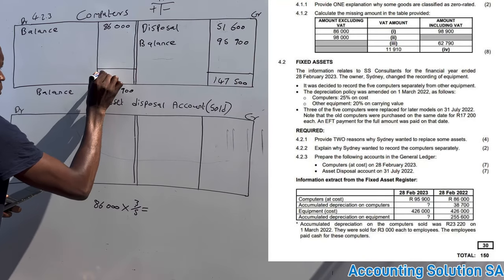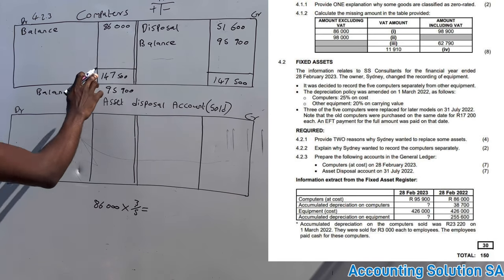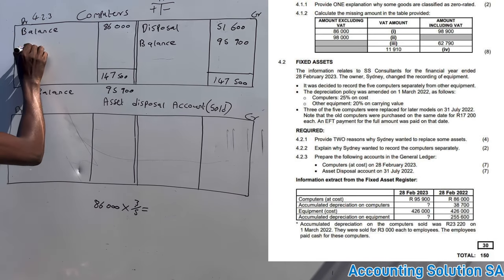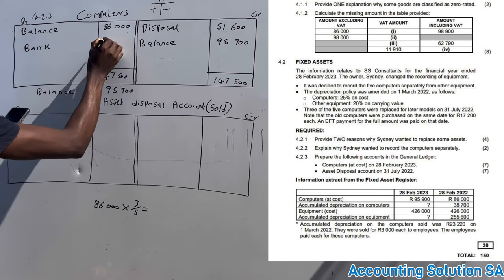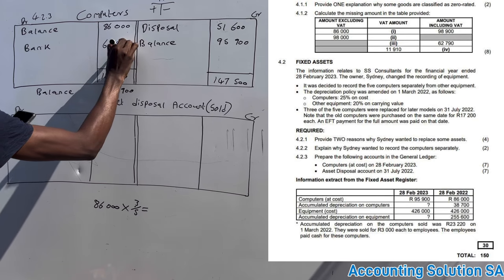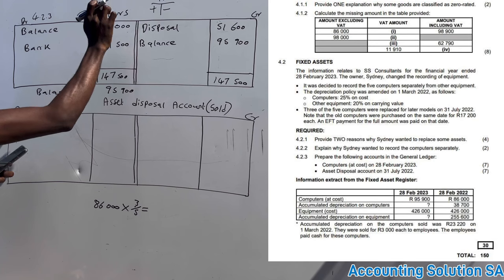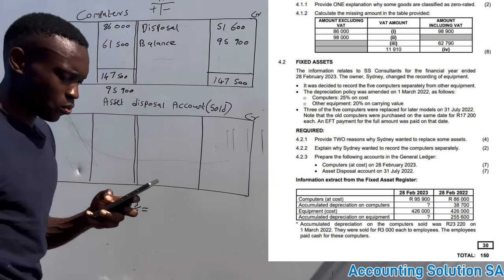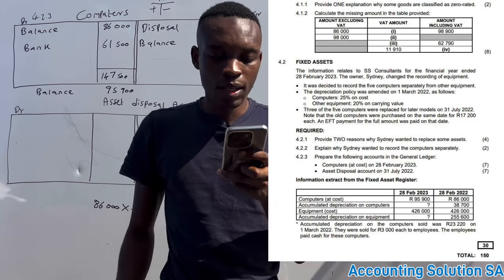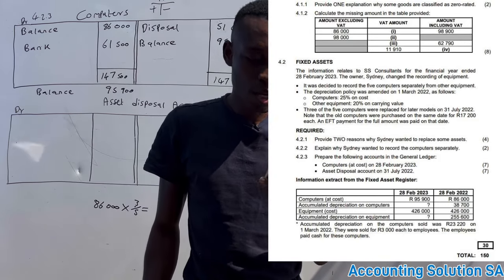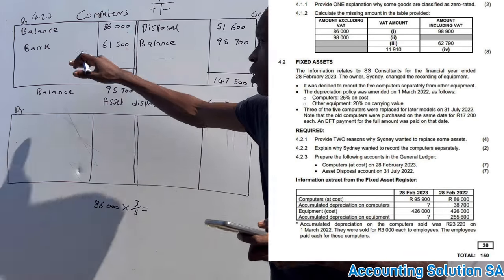Now this 147, what is on the debit must be the same as on the credit, which means that it's going to be 147,500 on this side too, which means that this one we're going to do as a balancing figure and it will be bank. Okay, why bank? Remember they said they replaced another one. 147,500 minus 86,000 is going to give you this one. Remember they said that on the same day they did a replacement and each computer was purchased for 17,200. So you have to do it as a balancing figure.